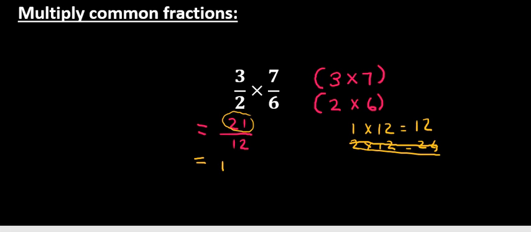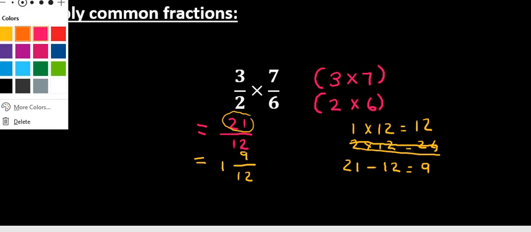But now I need to go and find out what is my remainder. So if I take 21 and I subtract 12, my answer is going to be 9. So that means that my remainder is going to be 9. And now my fraction is a mixed number. But still, this is not my final answer. Because if I'm working with fractions, I always need to go and simplify.